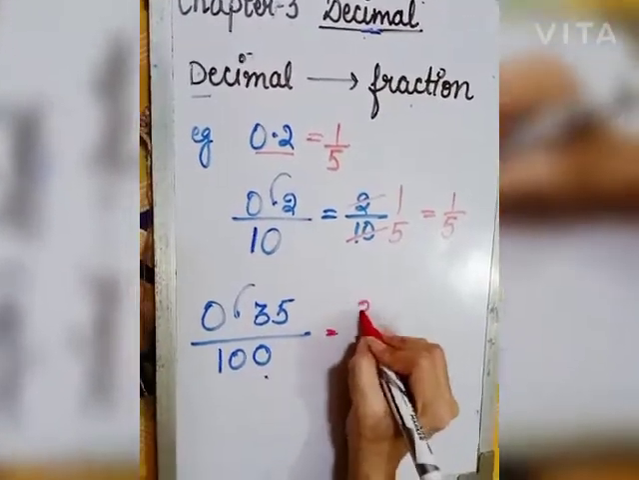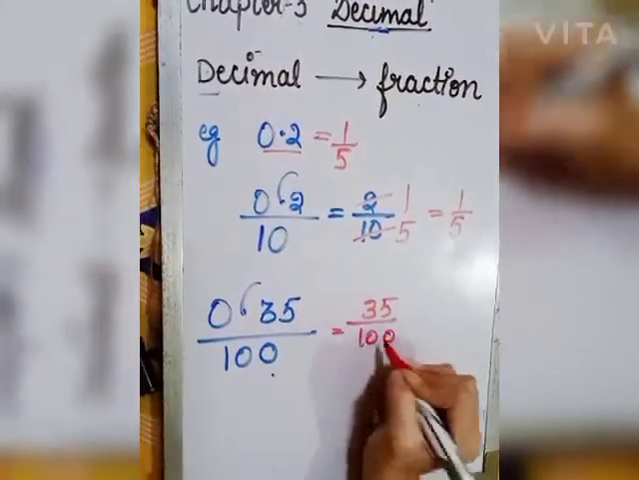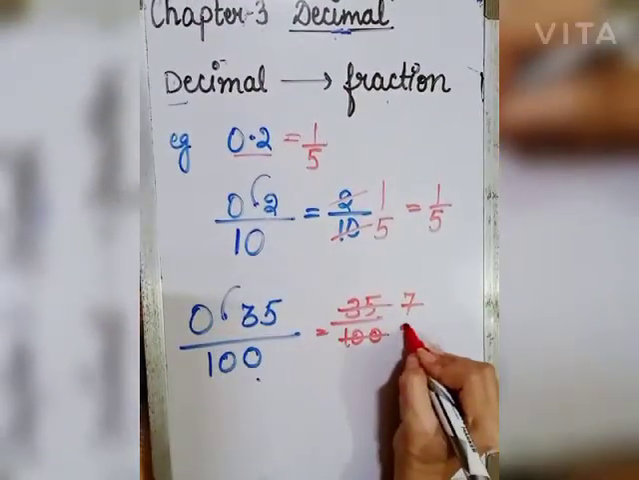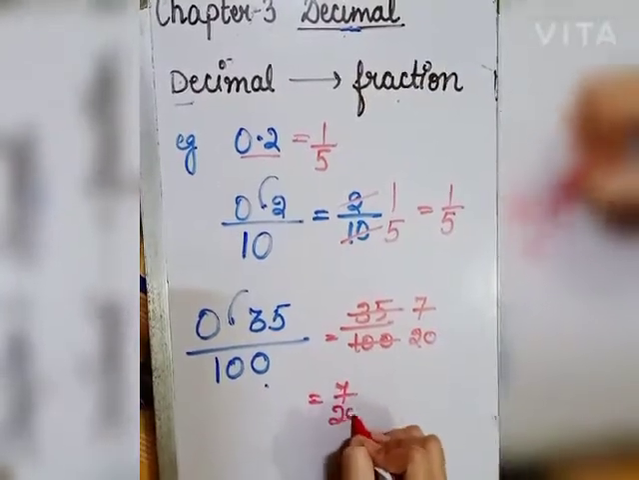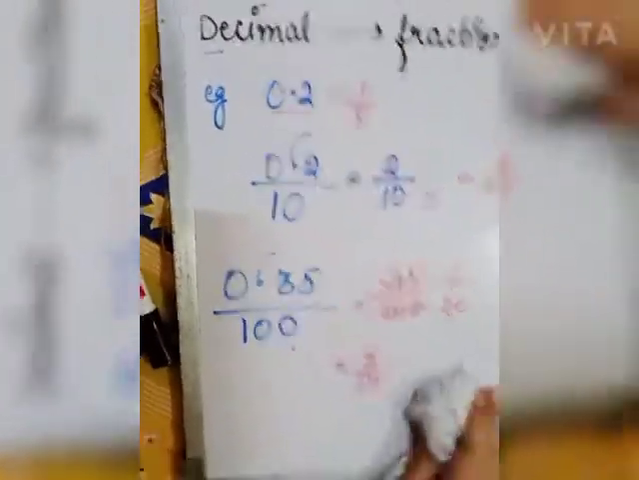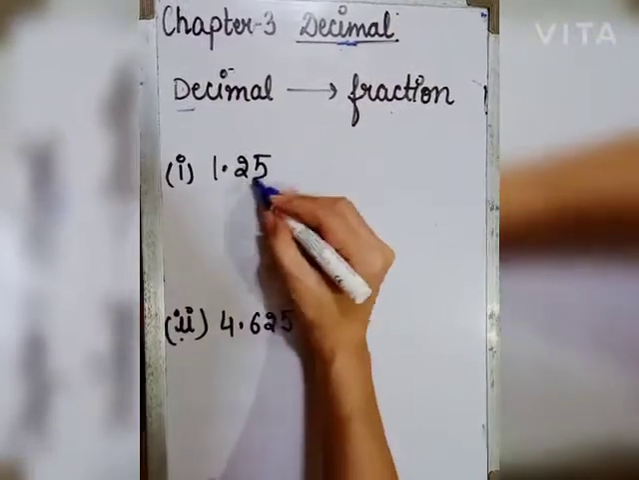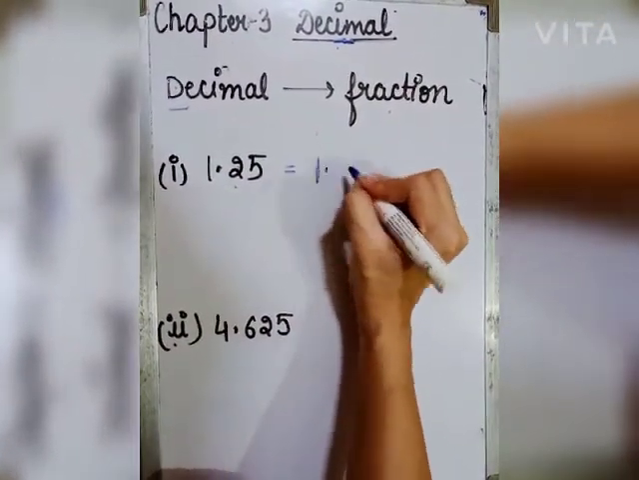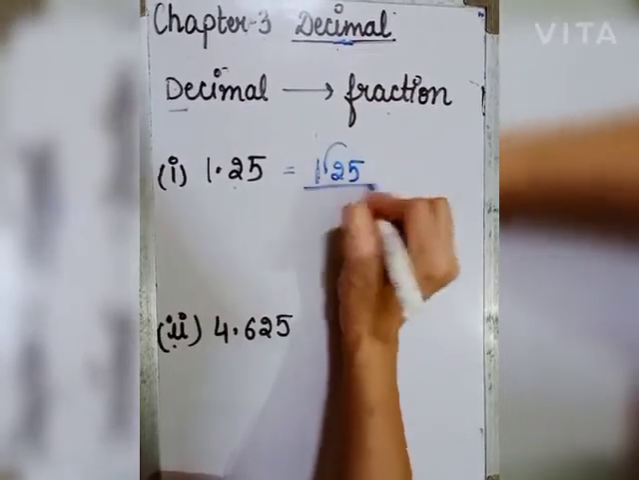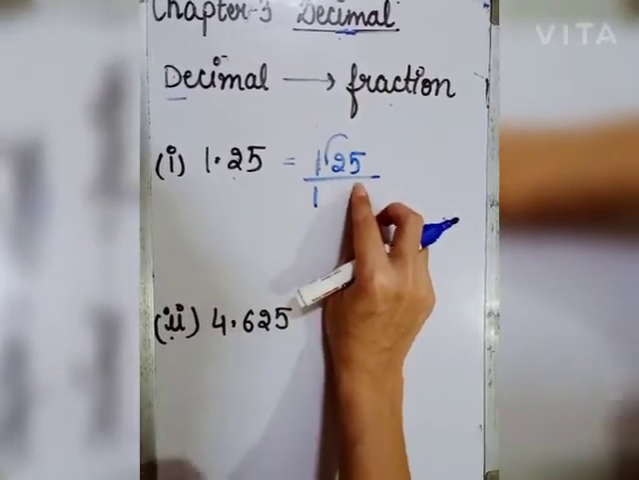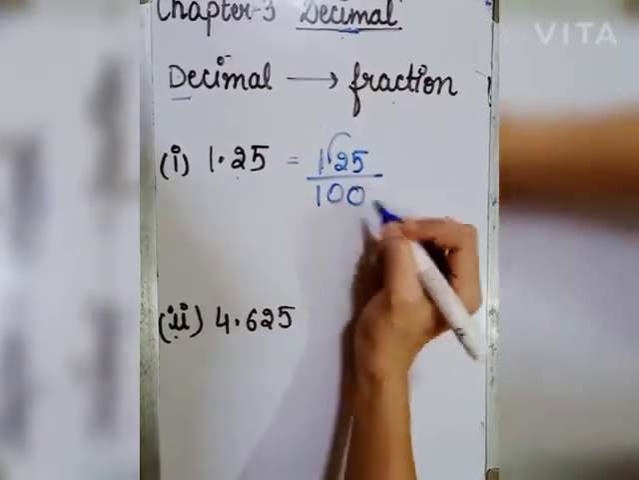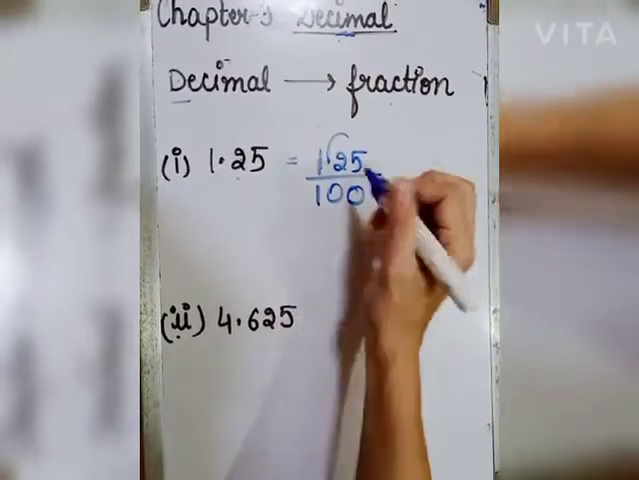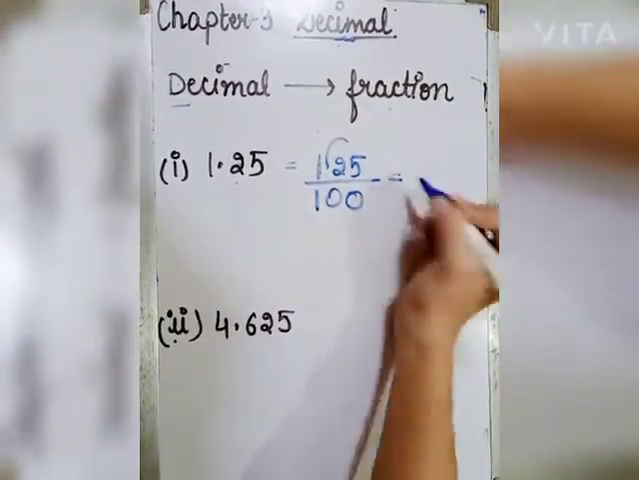In this question, 35 upon 100. 5 7s are 35, 5 20s are 100. This is the answer. Here convert these numbers in the fraction. First, remove the decimal and put the zeros equal to the number of decimal places. Decimal places 2. So we will put 2 zeros. Point के बाद 2 digit है तो 2 zeros यहाँ पर put कर देंगे.